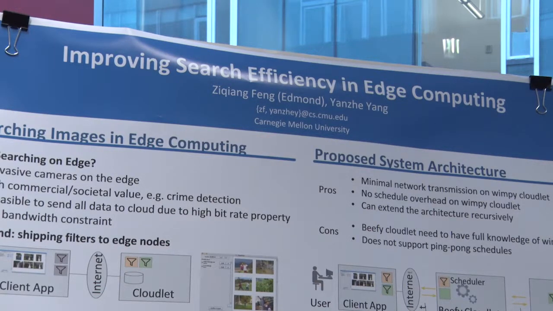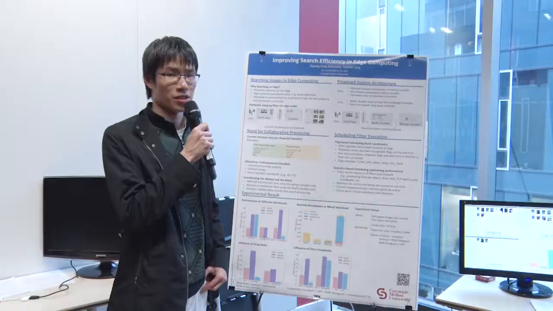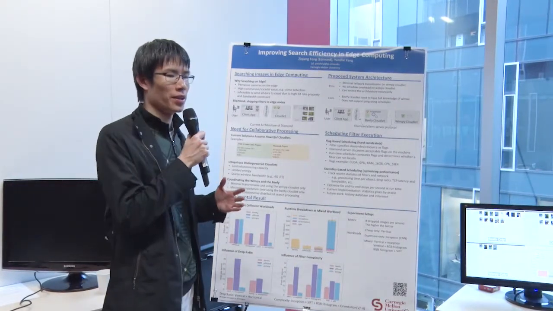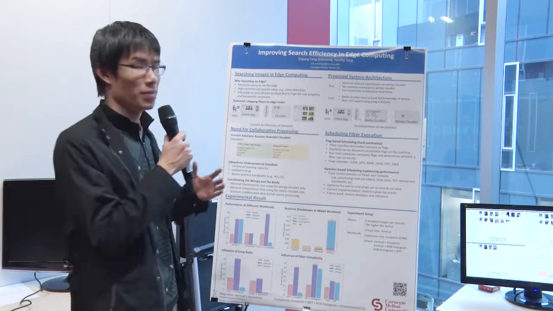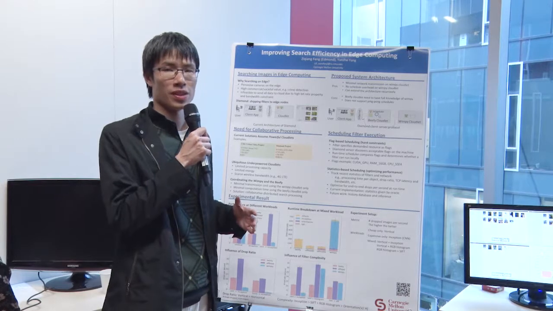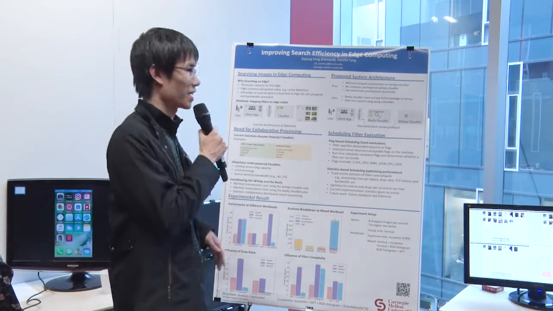Okay, so in this project, we study visual data analysis on edge nodes. In particular, by visual data, we mainly mean images and videos. And as a prototype implementation, we use a system for image processing on the edge called Diamond in this class.